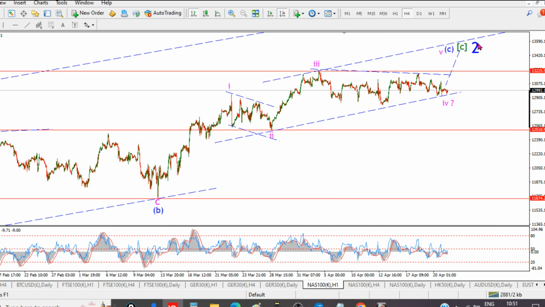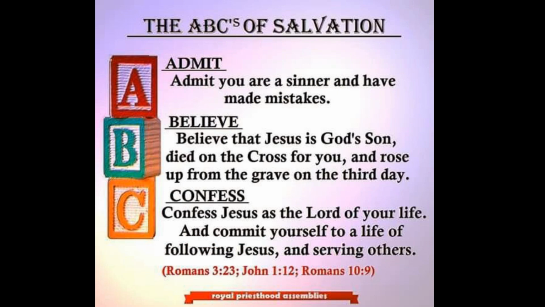In wave C of C, we've got a possible five-wave pattern: 1, 2, 3, and possibly a triangle fourth wave. Maybe we got one more pop in wave 5 to complete wave C of 2. And that would be a beautiful picture to complete.